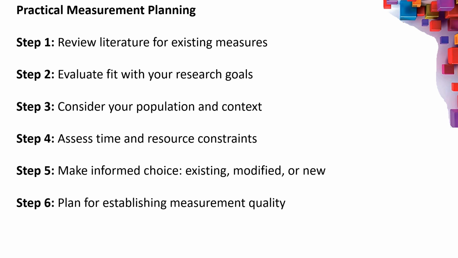Here is your practical planning process. Start with a thorough literature review to see what measures exist. Evaluate how well existing measures fit your specific research goals and population. Be realistic about your time and resource constraints. Developing new measures takes considerable effort. Make an informed choice based on these factors. Whatever you choose, plan how you will address measurement quality, whether that's reporting existing validity information or establishing it for new measures.